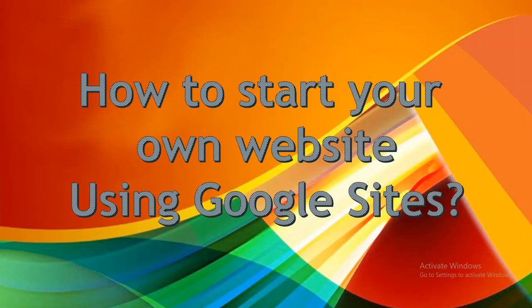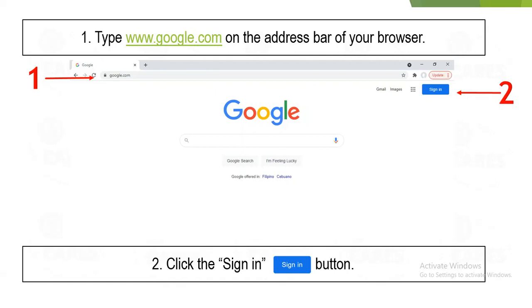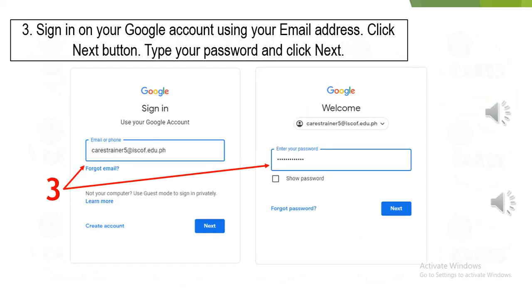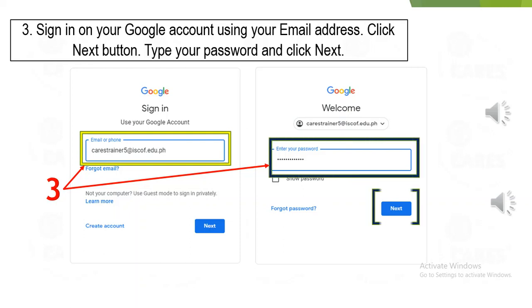So, how to start your own website using Google Sites? Please keep on watching. On the address bar of your browser, type www.google.com. Next, click the Sign In button. Next, sign in to your Google account using your email address. Then click the Next button, type your password, and click Next.